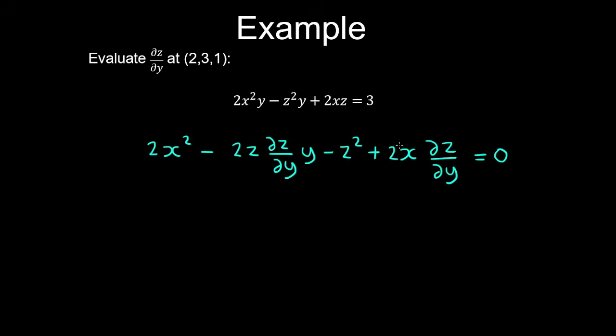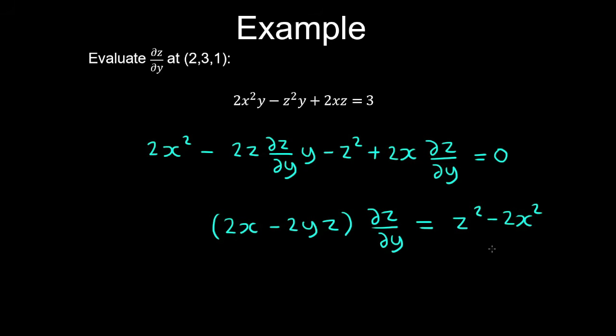And now we can group the terms. So we have 2x minus 2yz by dz dy, and that's equal to z squared minus 2x squared, and then dividing through by this term, we get 2x minus 2yz in the denominator.